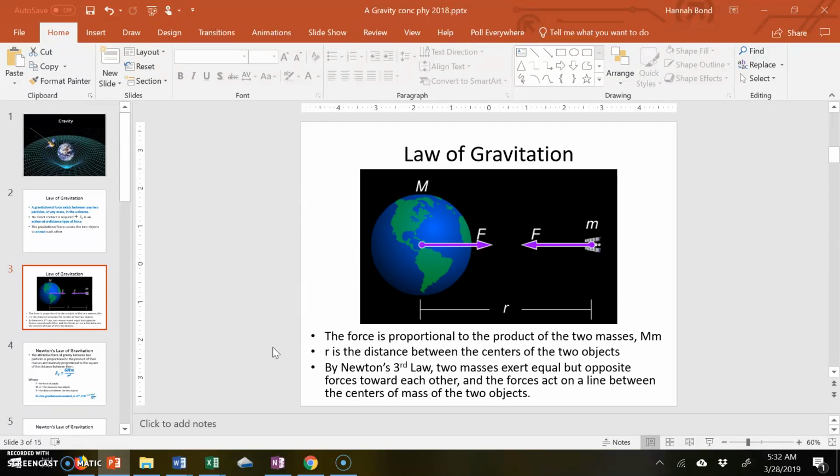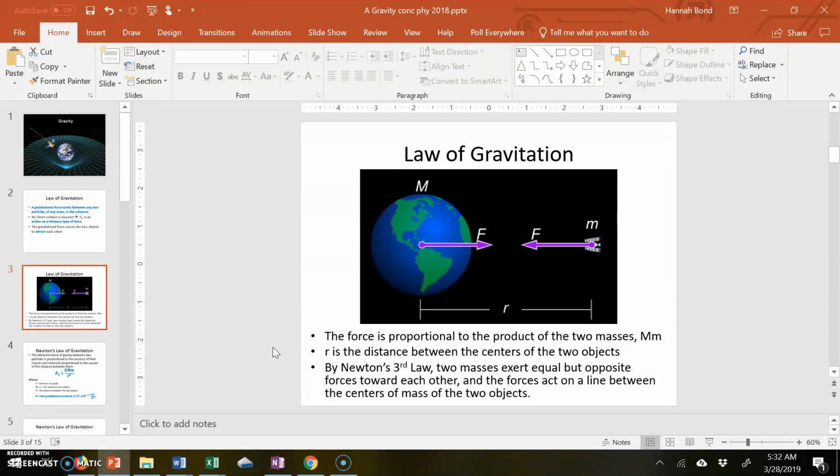This picture shows Earth and a satellite above the Earth. And you can see that the force arrow on the left is the force of gravity that the spacecraft is exerting on the Earth. The spacecraft is trying to pull the Earth closer to the center of the spacecraft. The arrow on the right is the force of gravity that the Earth is exerting on the spacecraft. The Earth is always trying to pull the spacecraft toward the center of the Earth.